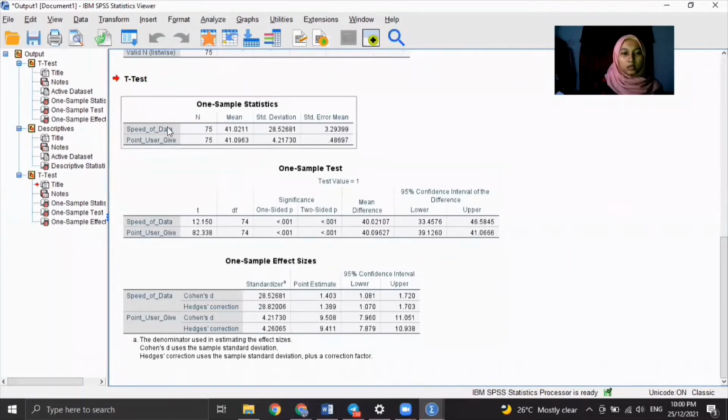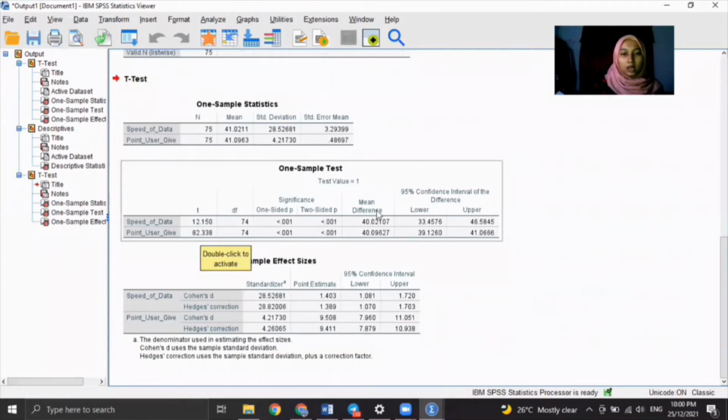So here we can see that the test value is 1. And then it shows the t value, df, and also the significance one-sided P and two-sided P, and then the mean differences, and also the 95% confidence interval of the difference.